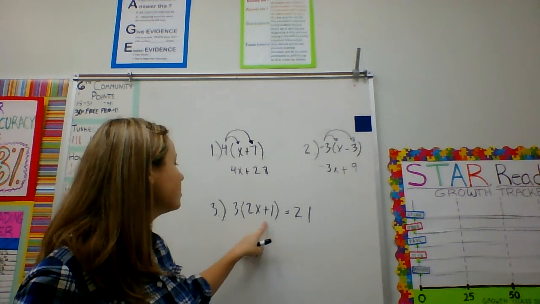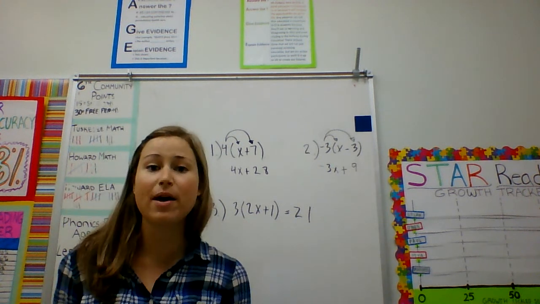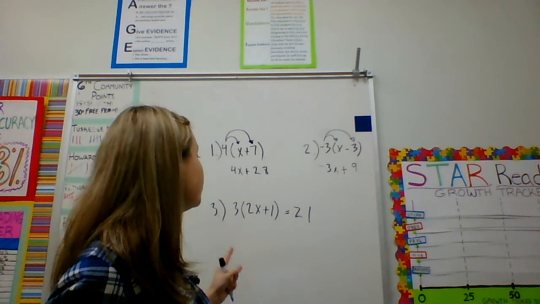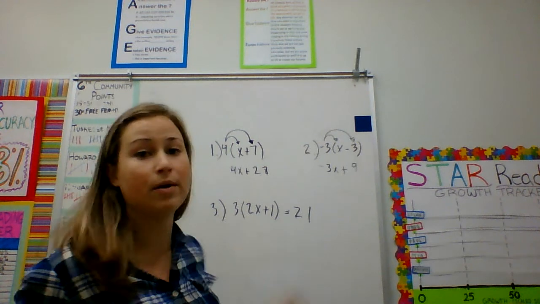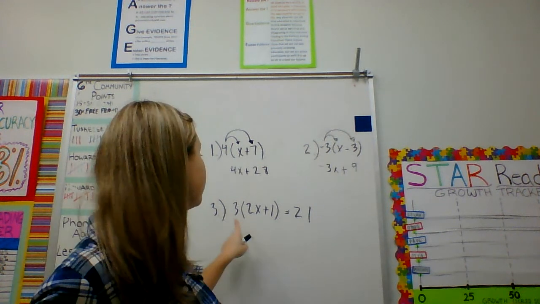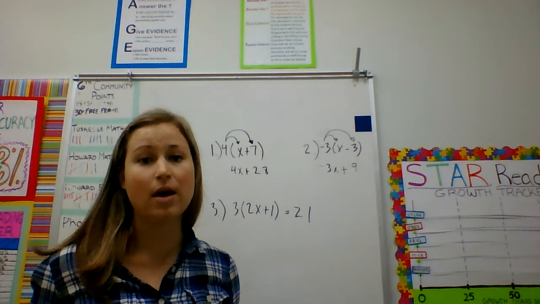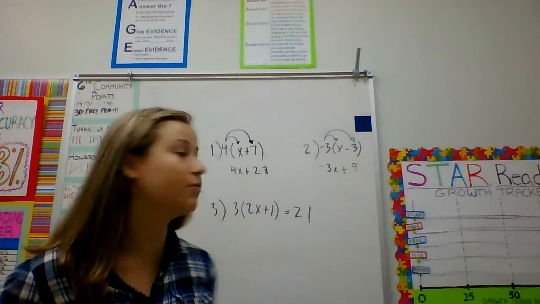So, example number 3 on your worksheet. 3 times 2x plus 1 is equal to 21. So now we have an equal sign, which means we need to solve for our variable. First thing I always do is undo my parentheses. So I want to distribute the number outside of my parentheses to each term inside. I'm just simplifying right now, and then I'm going to solve for x.